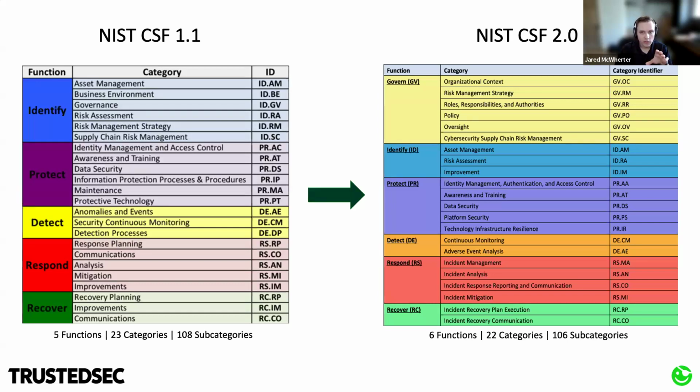This is the list of the CSF categories in the 1.1, which is the last version of the CSF, moving into 2.0. Now, as stated, govern is the newest one, and you can see that there are some categories that have moved over. A lot of categories have moved between the functions. But some of the biggest changes are the introduction of the roles, responsibilities, and authorities in the govern section and the supply chain risk management category.